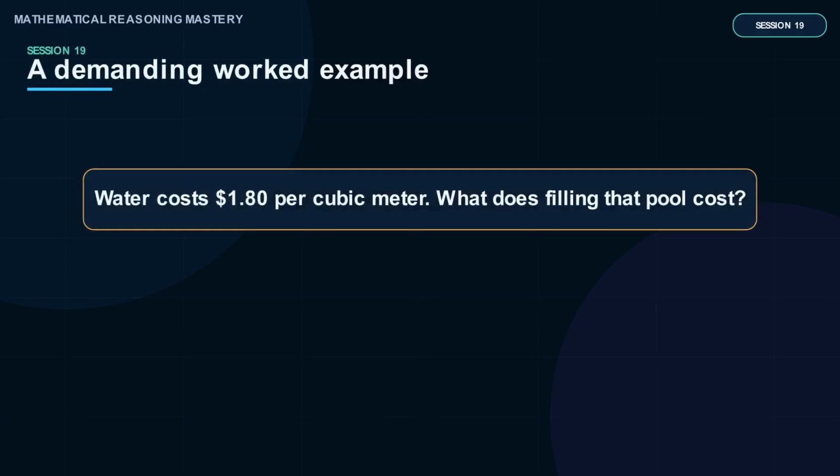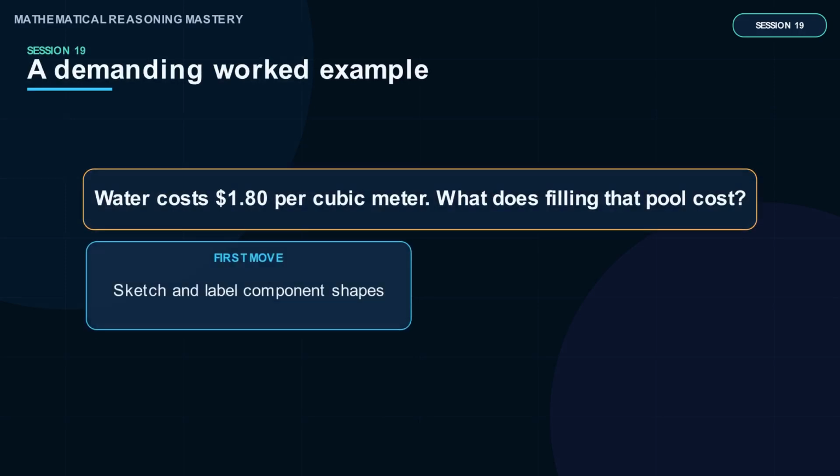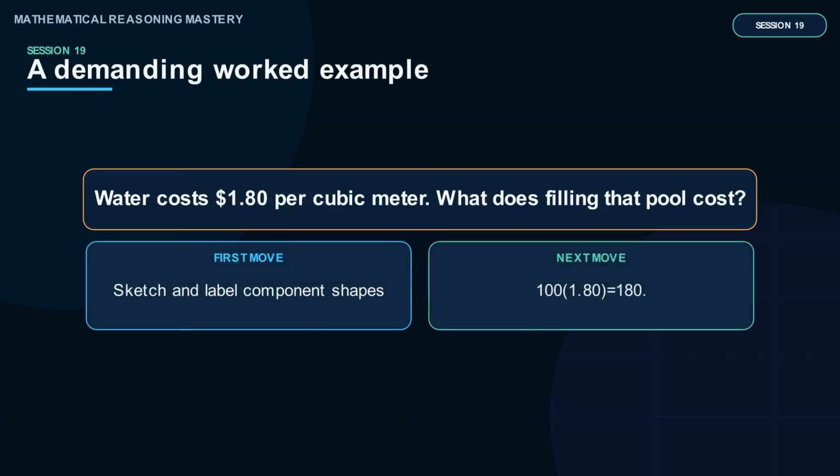Here is the challenge. Water costs 1.80 per cubic meter. What does filling that pool cost? Restate what is requested before touching the choices. The first move is, sketch and label component shapes. Apply it directly to the quantities and conditions in this problem. Now use the core reasoning, 100 × 1.80 equals 180. Keep each equality, comparison, or unit conversion visible.